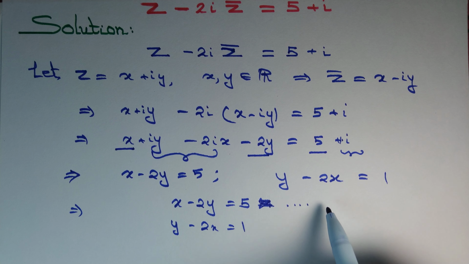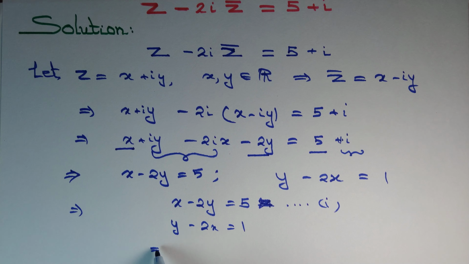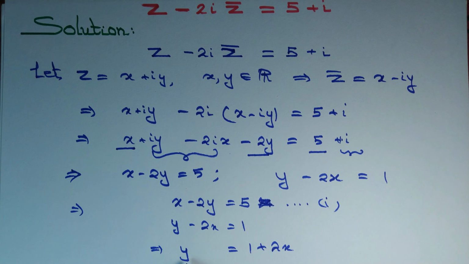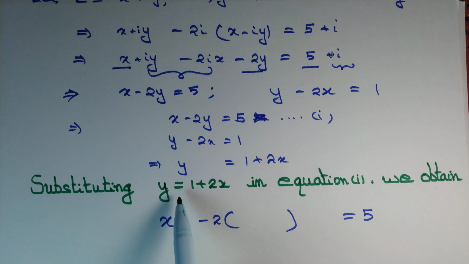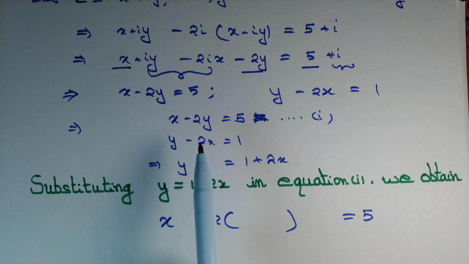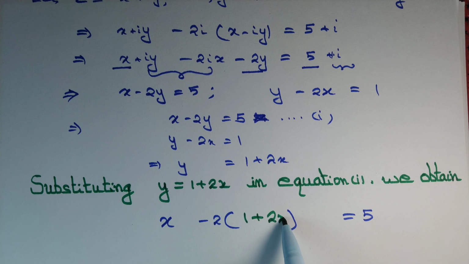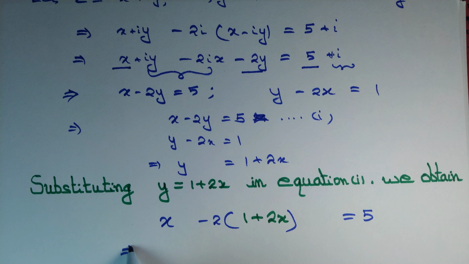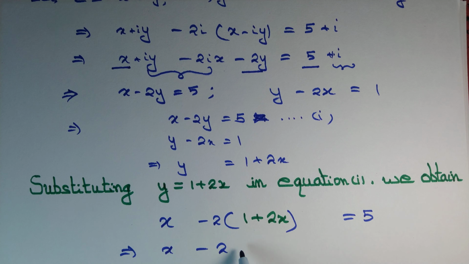Let's write this one as equation 1. And from there we can write y equal to 1 plus 2x. If I write y back here, substituting y into equation 1, then we can solve for x. Let's do it. So substituting y equal to 1 plus 2x in equation 1, we have x minus 2y, but instead of y we write 1 plus 2x, equal to 5 as it is. Can we solve for x? Of course. x minus 2 minus 4x equal to 5.